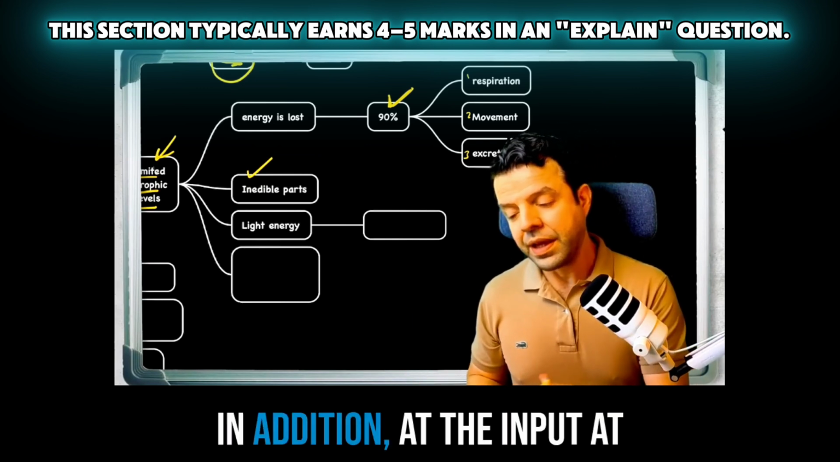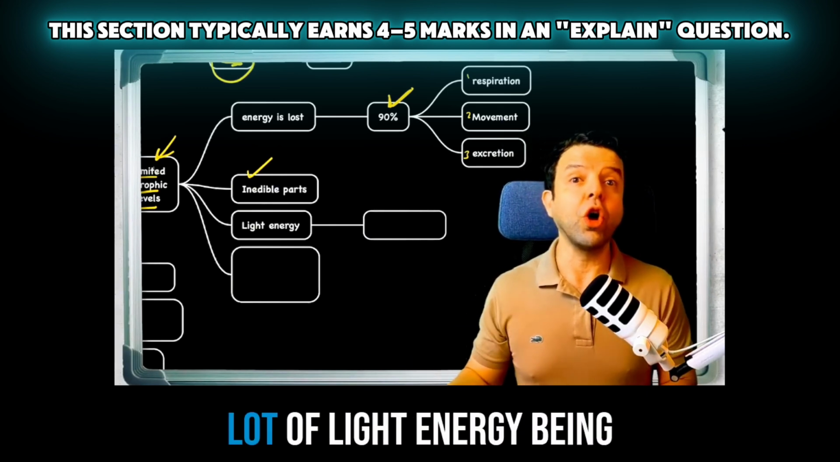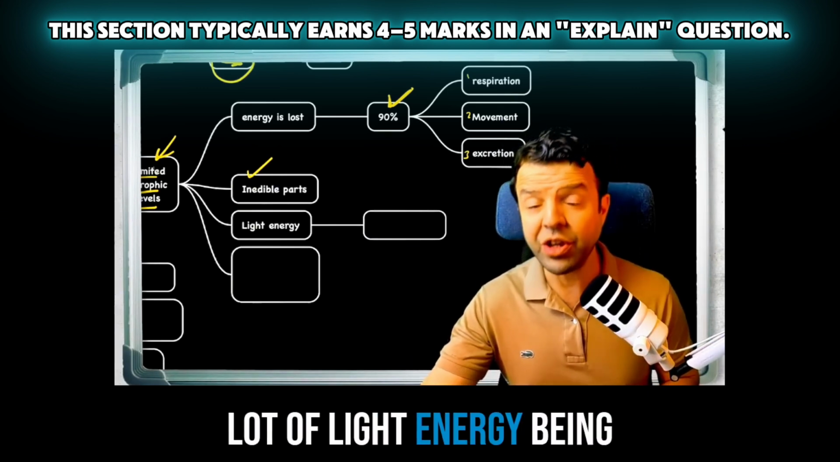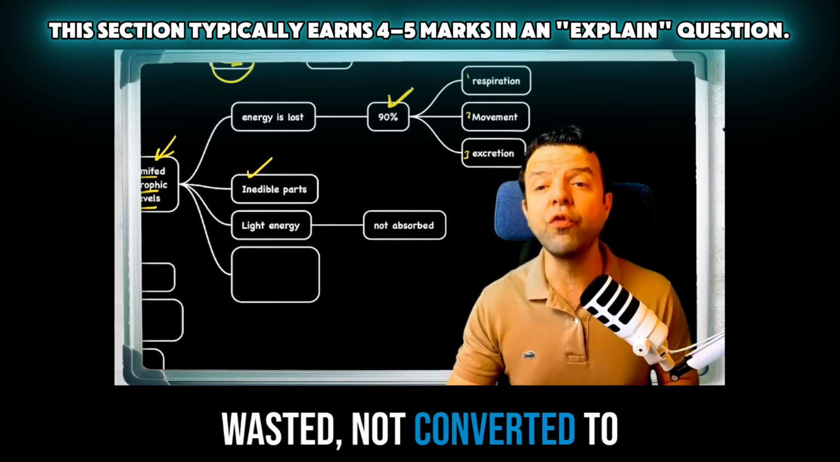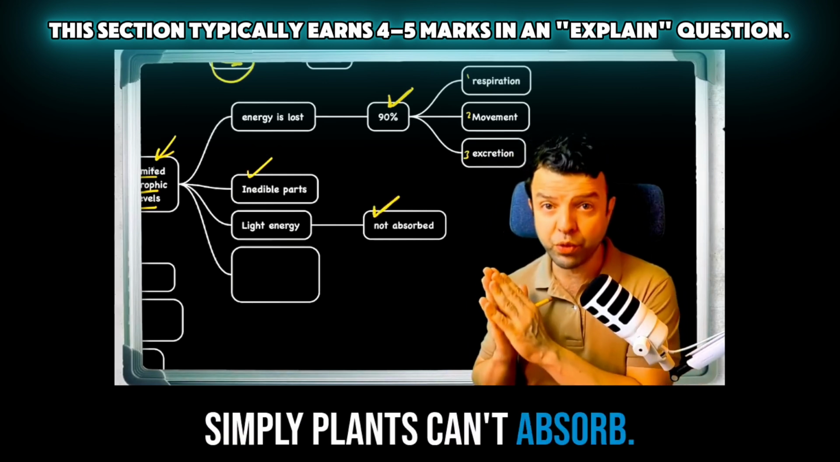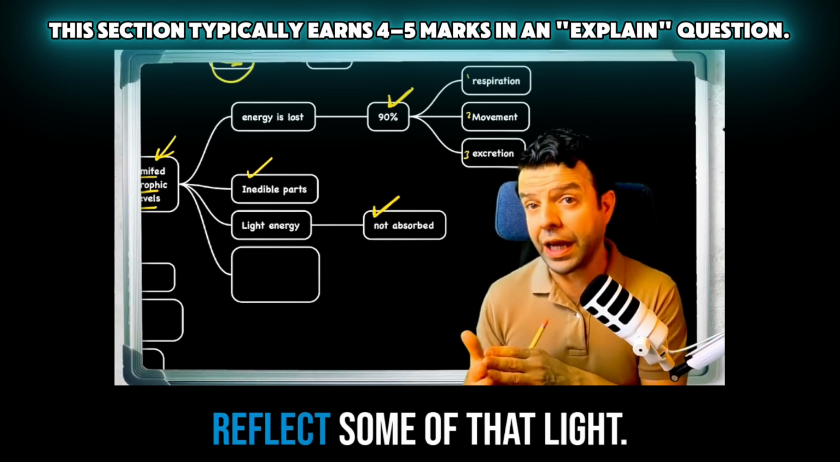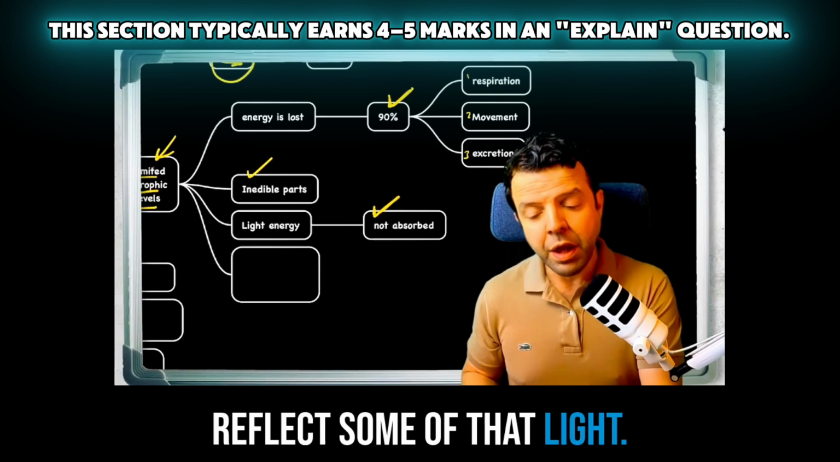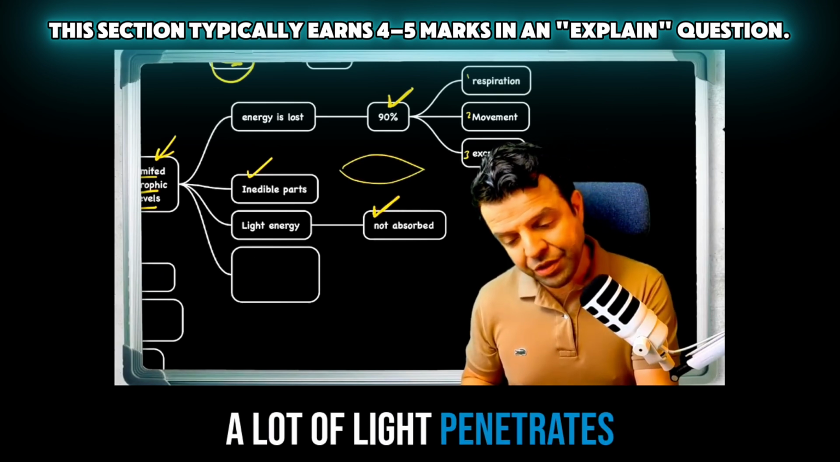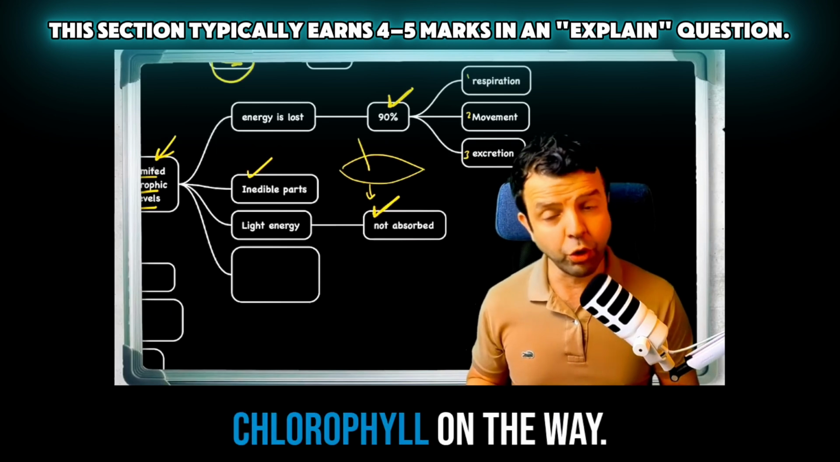In addition, at the input, at the producer, we have a lot of light energy being wasted, not converted to chemical energy, because simply plants can't absorb all colors of light. Plants do reflect some of that light. A lot of light penetrates the leaf and it doesn't even reach any chlorophyll on the way.